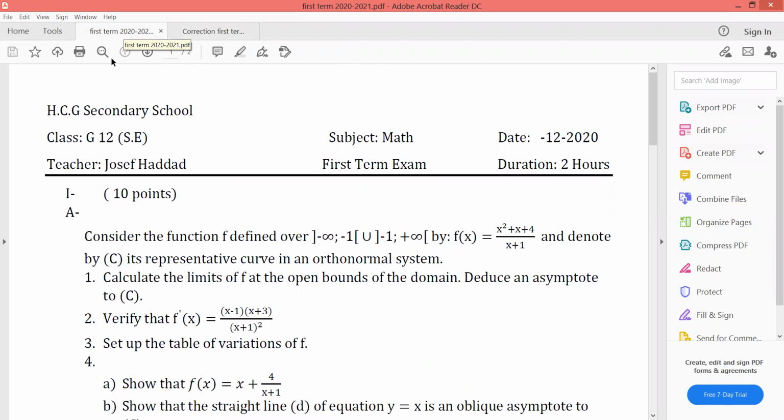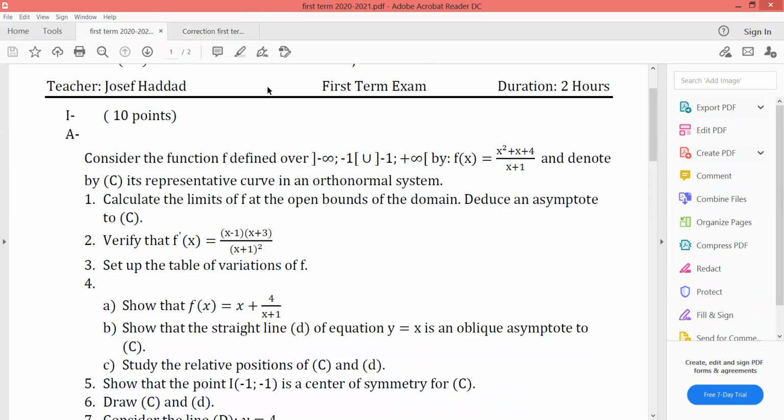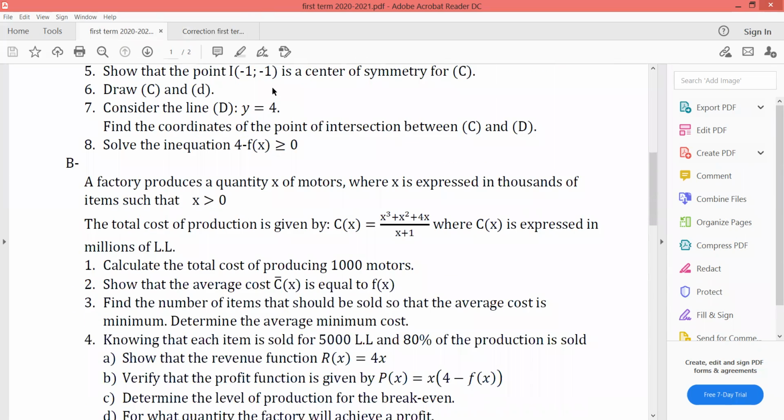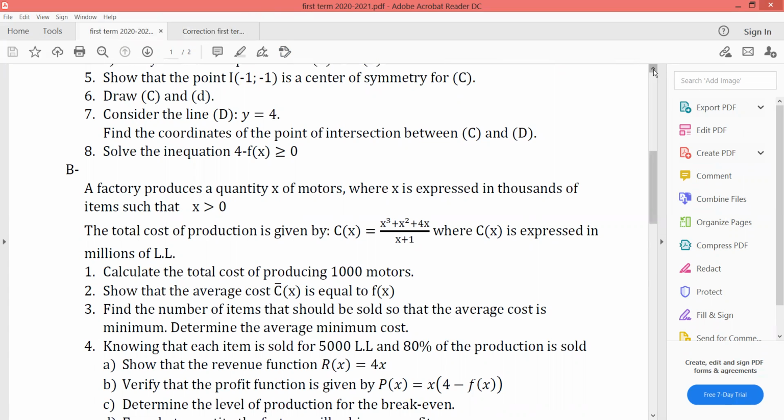Okay, in this video we are going to correct the first exercise. So the first exercise, parts 7 and 8 are not done by all of you, and some parts in the economical part. So let's start correcting the first exercise.